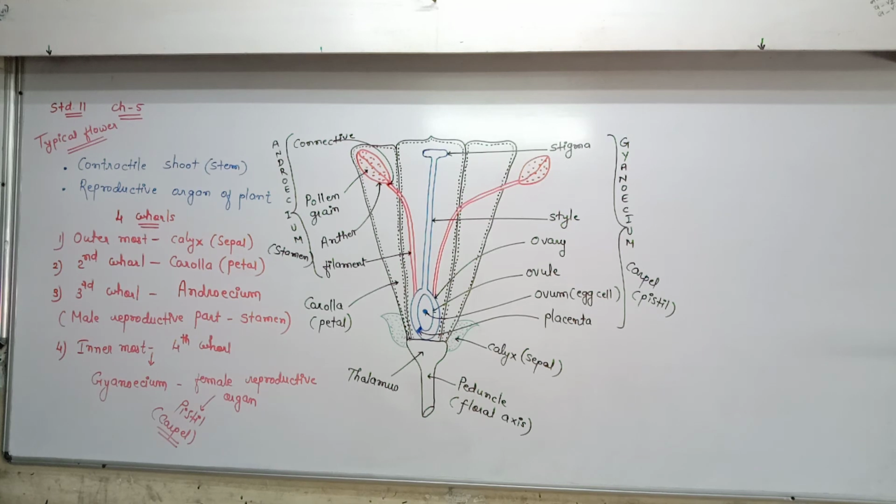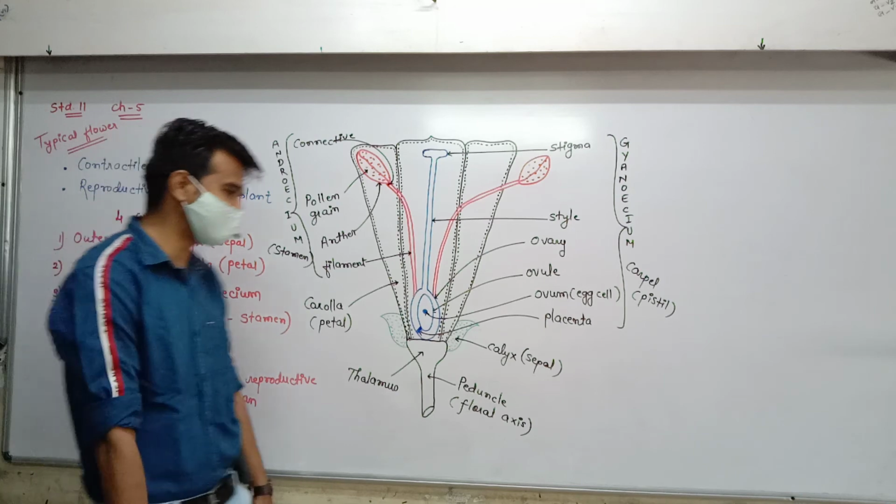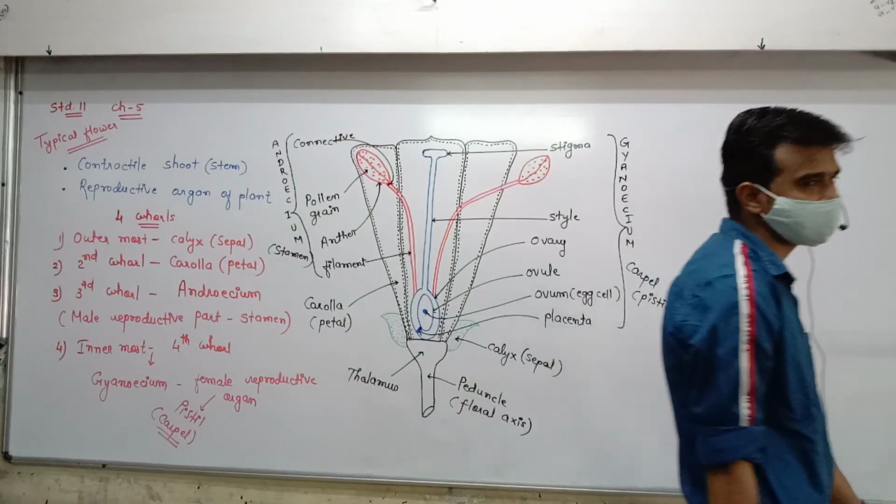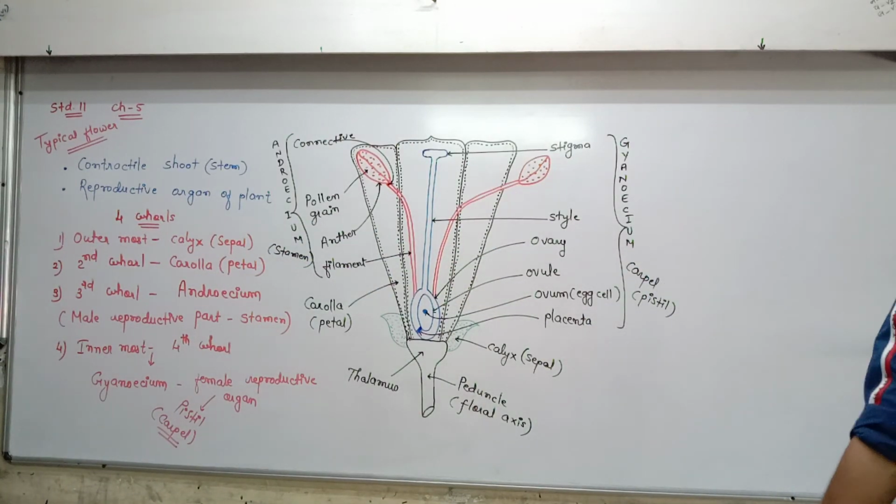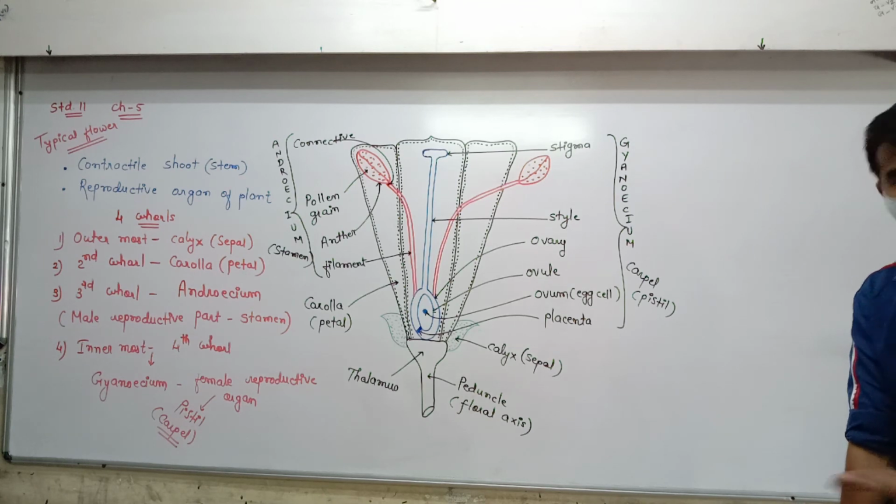Okay, the last part. The innermost part of the flower, the center part of the flower, is known as the gynoecium. Gynoecium is also known as the female reproductive part of the flower or of the plant. But see, in the androecium, the proximal part is infertile: filament and connective are sterile, whereas the anther is fertile. But in the gynoecium it is the opposite way.